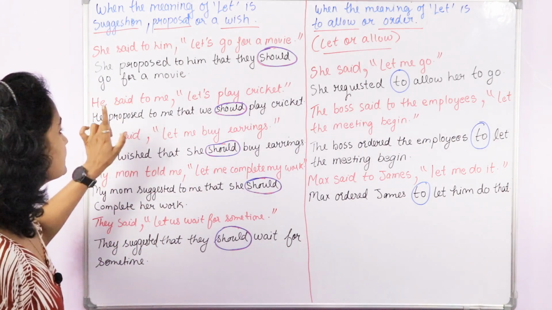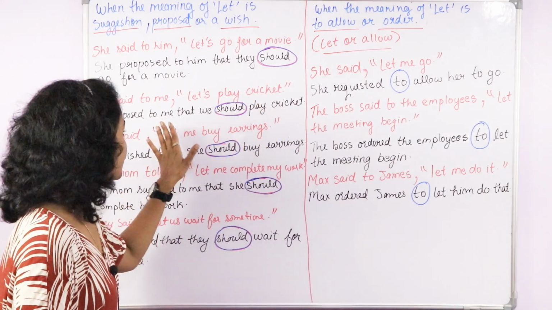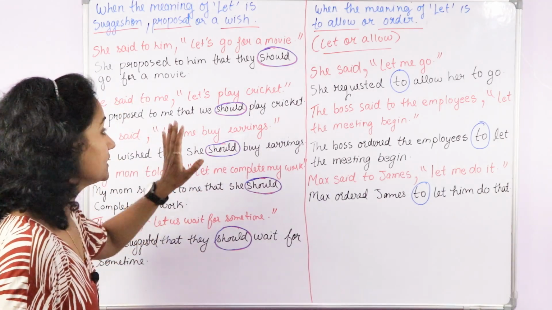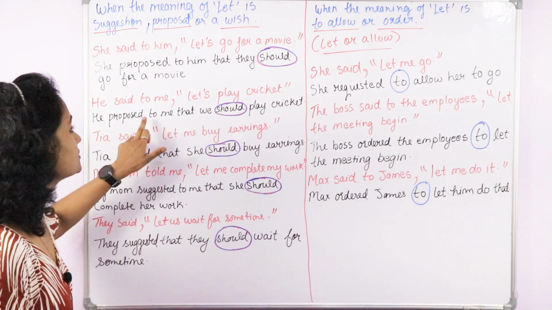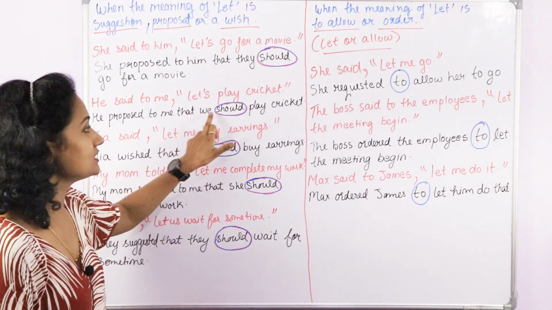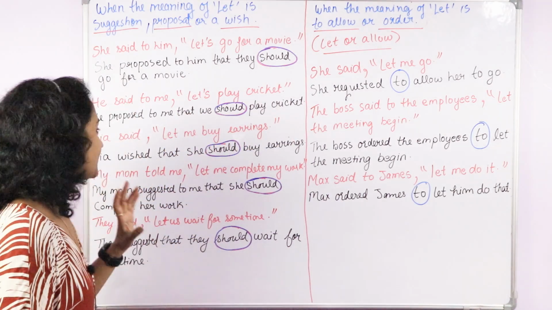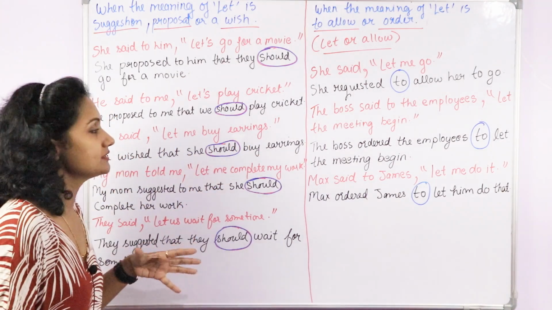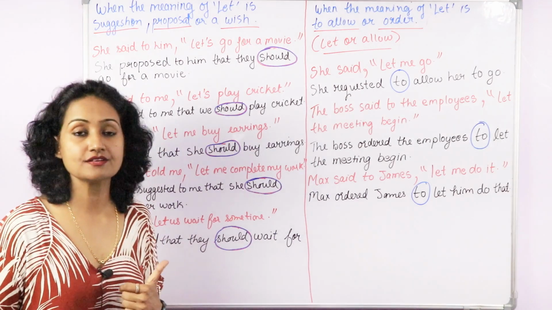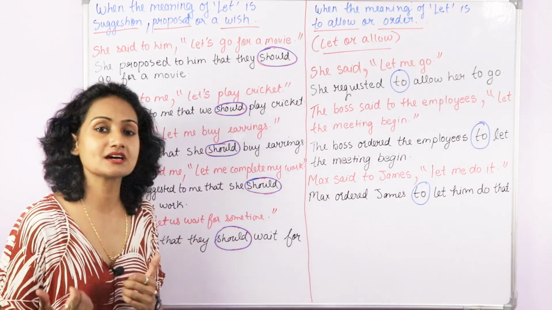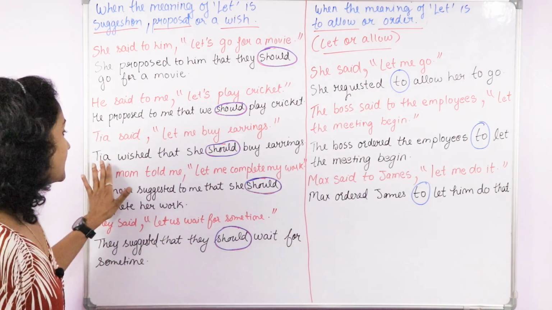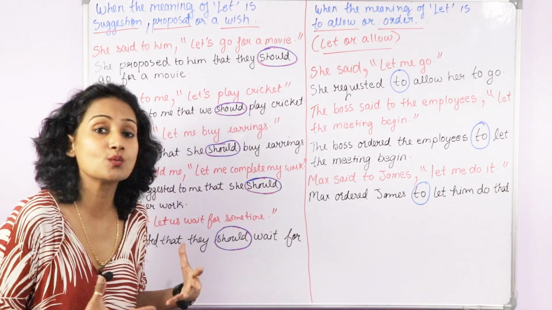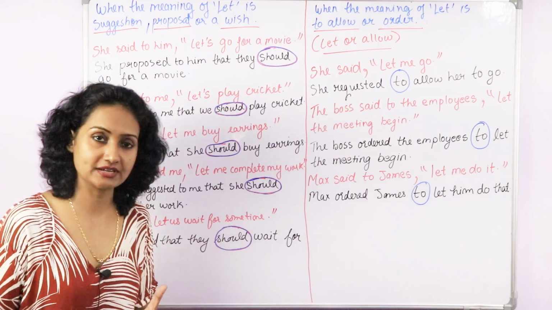So here we will use should when the meaning of let is suggestion, proposal or a wish. Just remember that. He said to me, let's play cricket. So again this is a proposal. So we are going to use should. He proposed to me that we should play cricket. Next is, Tia said, let me buy earrings. So here she is saying for herself, let me buy earrings. So it is a kind of a wish. Tia wished that she should buy earrings. Okay, that's her wish, that she wants to buy earrings.